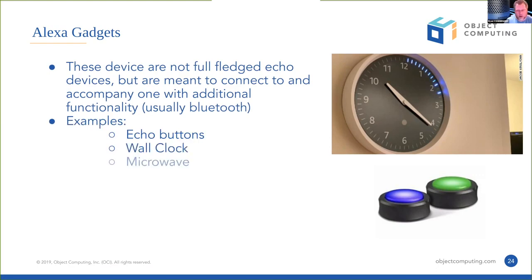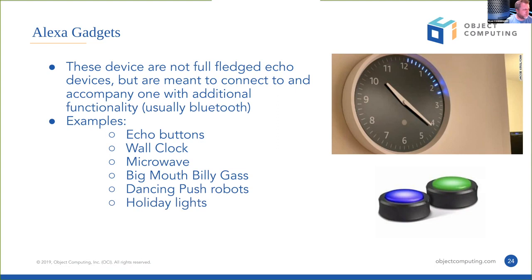And again, they don't have a microphone or speaker. They're just gadgets tied into the device that you can interact with. And you can't interact with them directly, right? You have to use the API. There's no way for you to get to the hardware level of Bluetooth and mess around with these things. But they've got a microwave now. You could say, Alexa, pop my popcorn. They've got a Billy Mouth Bass, dancing robots, Christmas lights, things like that. So anyway, I'll give you the link to dive into that some more.